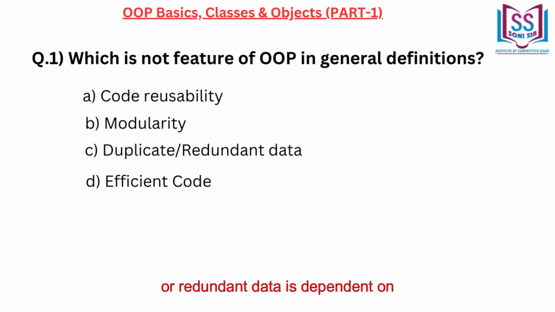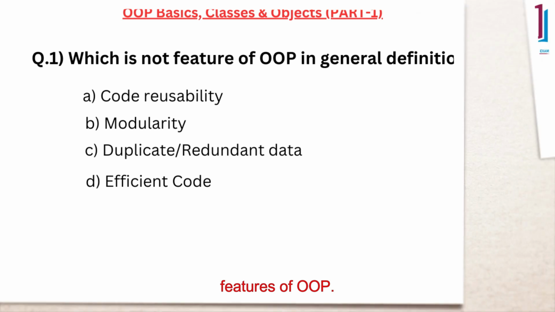Duplicate or redundant data is dependent on the programmer and hence can't be guaranteed by OOP. Code reusability is done using inheritance. Modularity is supported by using different code files and classes. Code is more efficient because of the features of OOP.